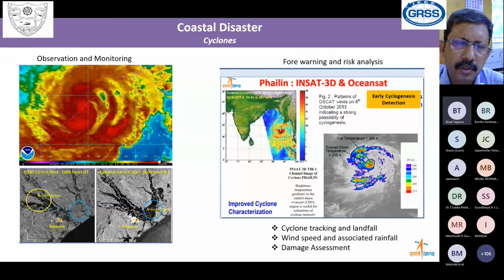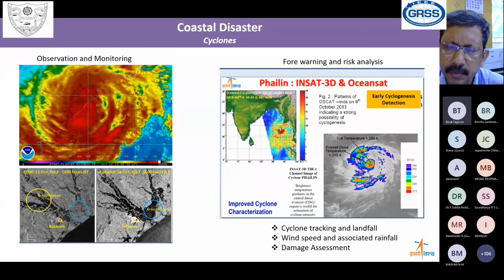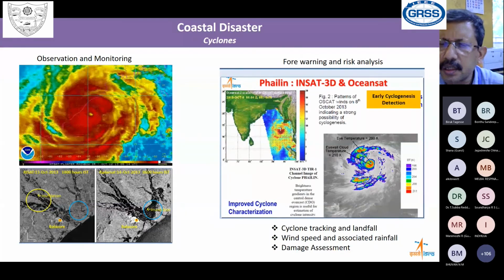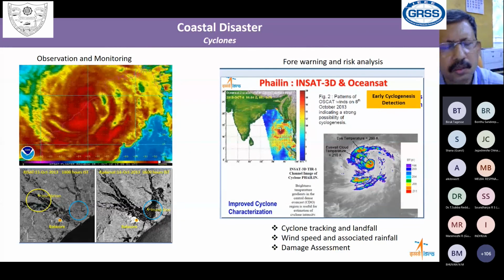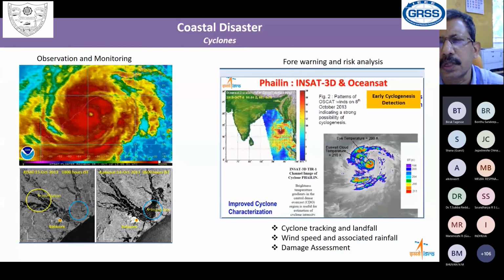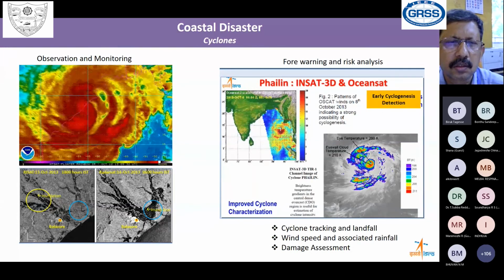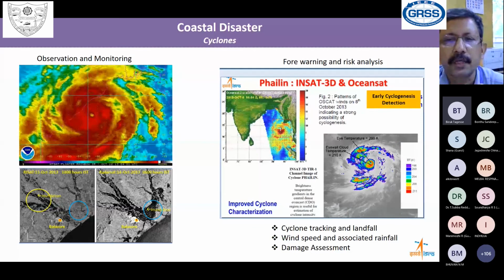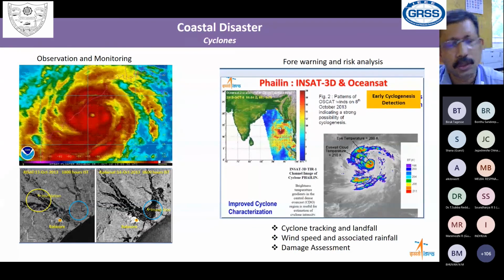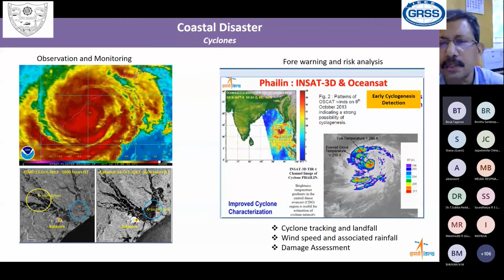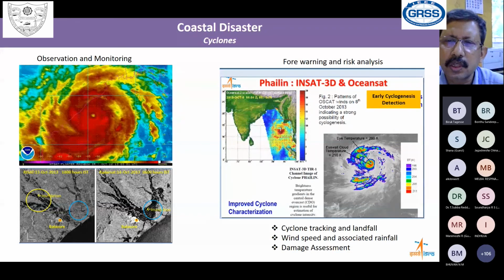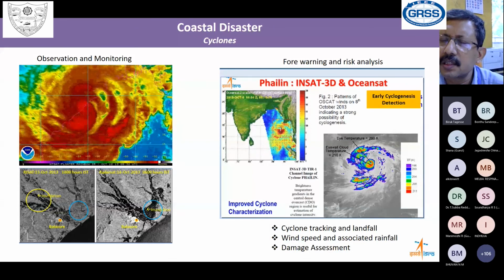In fact, if you remember, in 1999 we had the Odisha super cyclone, in which more than 12,000 to 15,000 people died. But after that, a lot of investment had been made for both Earth observation-based as well as ground-based systems to monitor the cyclone. So in 2013, we had the cyclone falling.